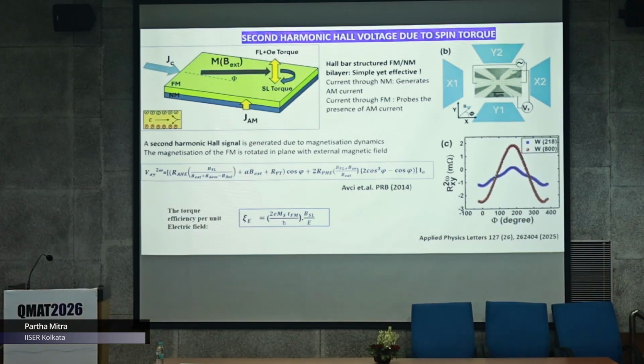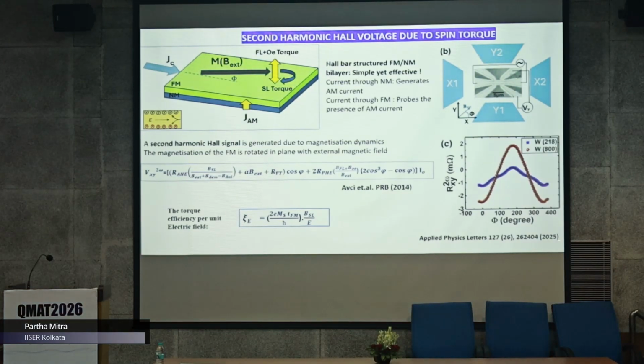So you pass an AC current with frequency omega, and using a lock-in amplifier you measure the voltage at 2 omega, and you get a characteristic signal. This has been phenomenologically modeled by Avci et al. long back in 2014, and these are some typical graphs here. How thick are these layers? These layers are around 10 nanometers. And the thickness is also important, I will tell you.